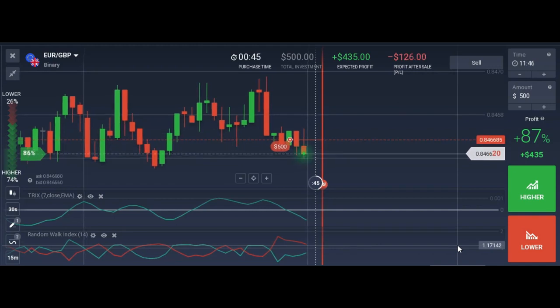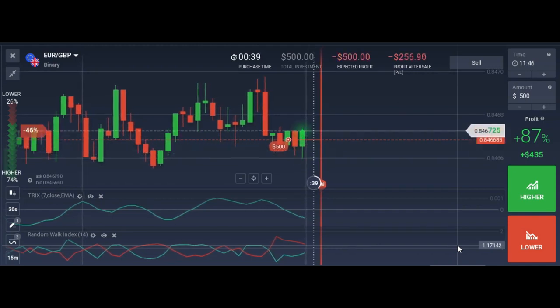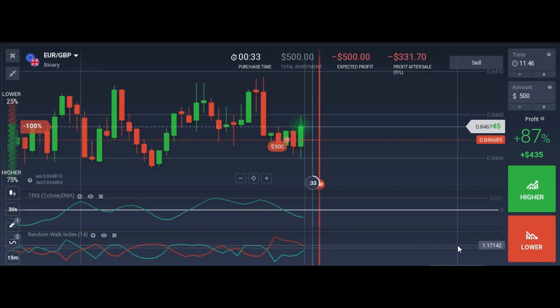I forgot to tell you that the strategy works very well in sideways trends.